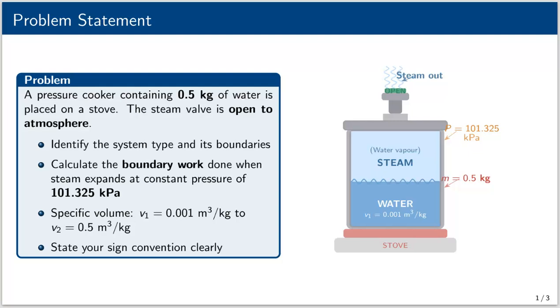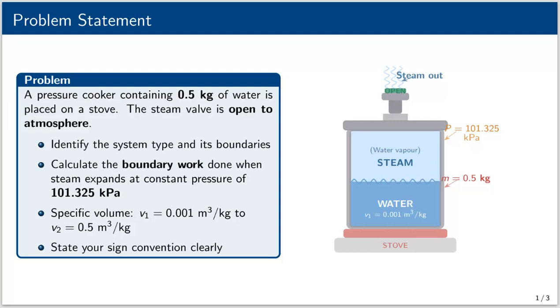Here is the problem statement. A pressure cooker containing 0.5 kg of water is placed on a stove. The steam valve is open to the atmosphere. We are asked to do three things. First, identify the system type and its boundaries.